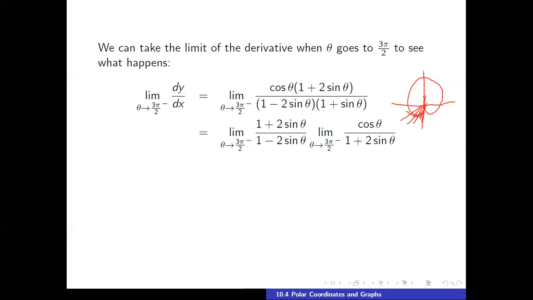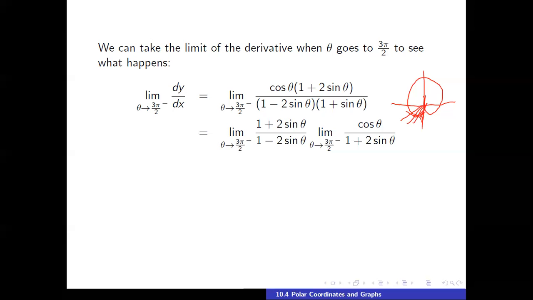What's the sine of 3 pi over 2? Yeah, -1. So can I just straight up plug 3 pi over 2 into that first fraction? Yes? What am I going to get in the numerator if I plug in 3 pi over 2? In the numerator of that first fraction, what would I get if I plugged in 3 pi over 2? 1 minus 2 is -1.